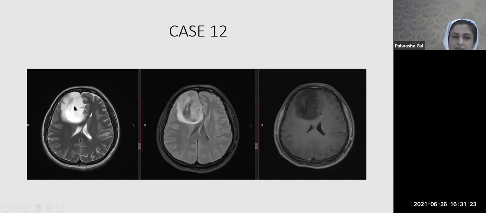This is in the peripheral right frontal region. Again, you can just see this is giving T2 FLAIR mismatch, okay? And not showing any contrast enhancement, okay? So this was again a glioma.